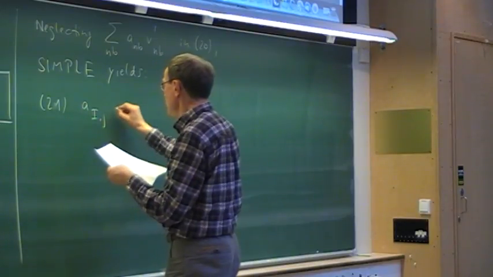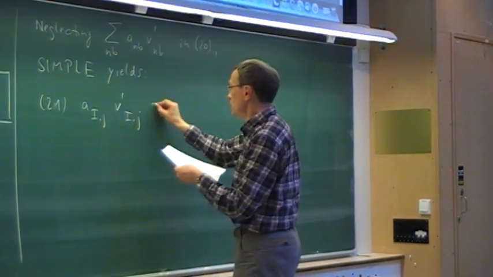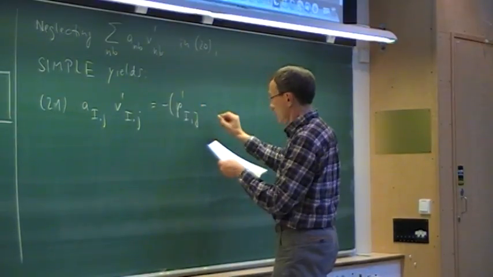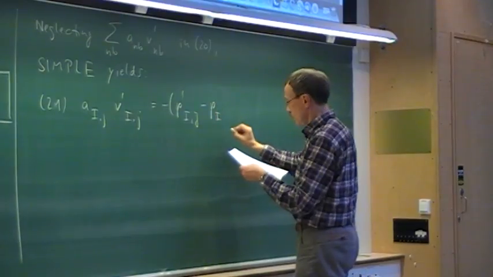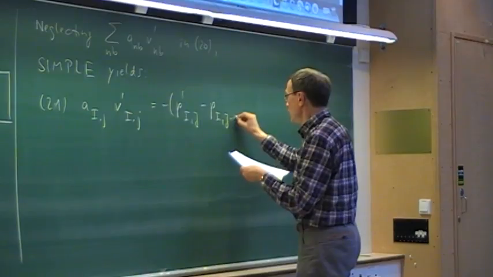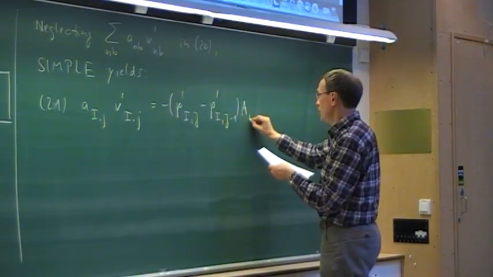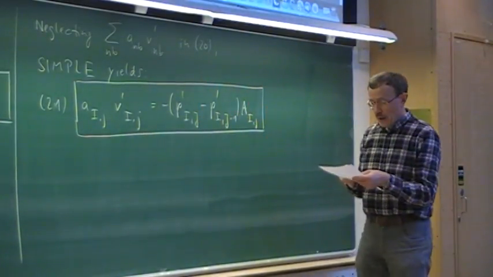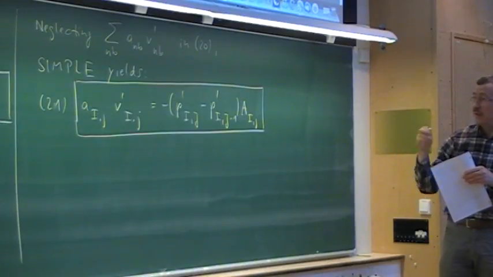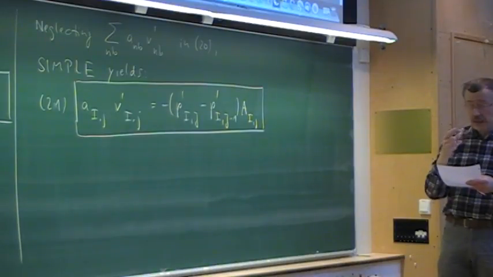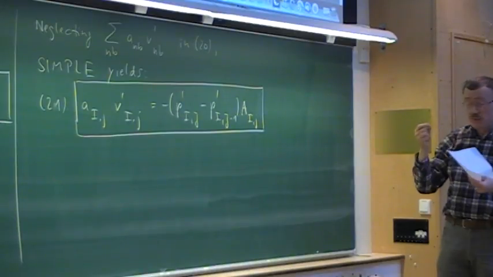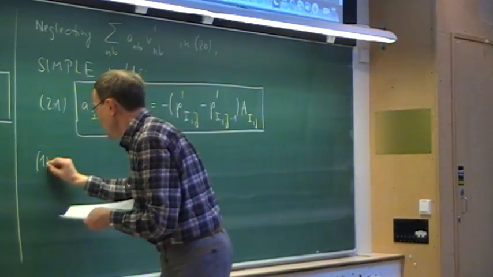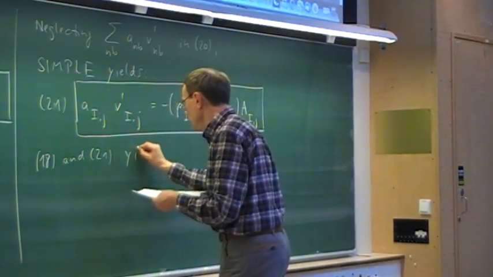A I J V prime there is equal to the pressure difference, that is of the pressure correction at the faces north and south of the control volume for V, that is p prime I J minus p prime I J minus 1, and that is times the area that we have there, A I J. And from this equation, and the corresponding equation that we had before the break, 18, we get the relations between U prime, the velocity correction in x direction, and V prime, the velocity correction in y direction, and the corresponding pressure corrections. So 18 and 21 yield the following.